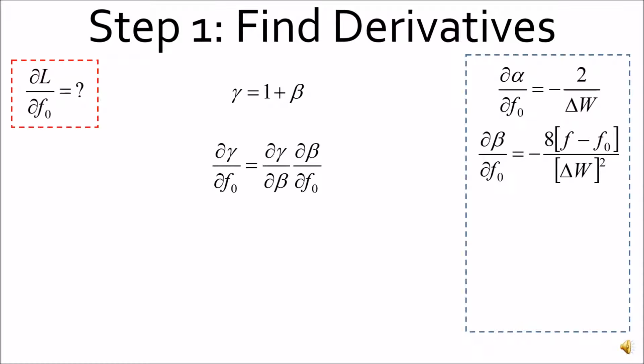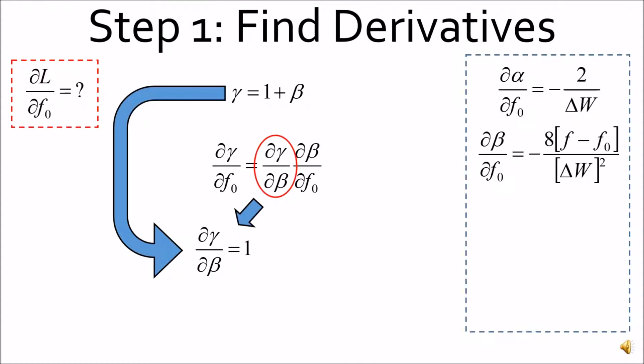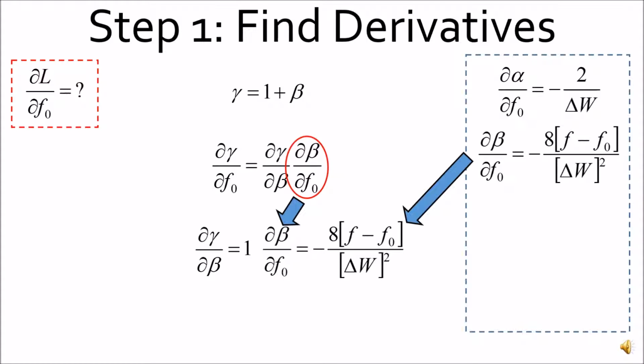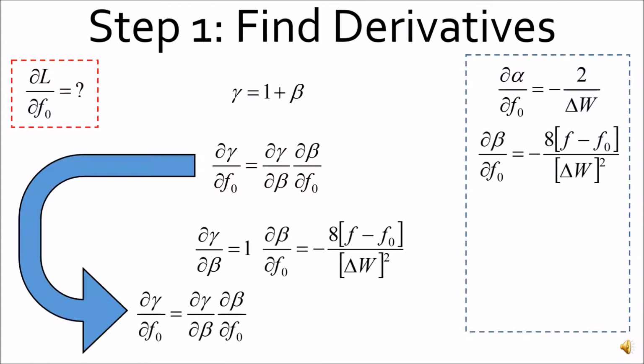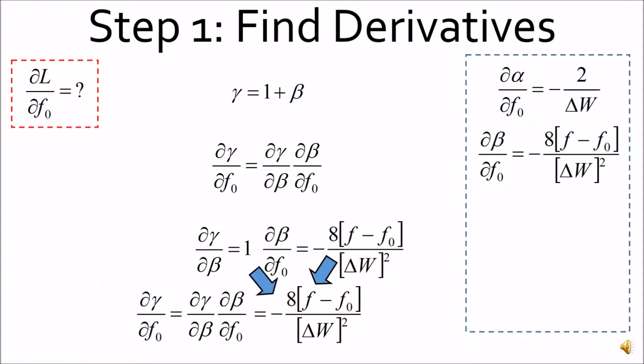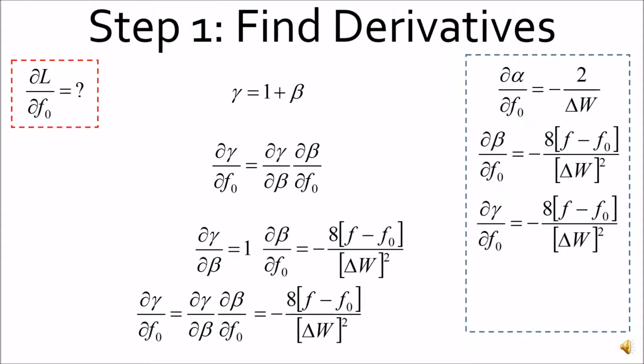Okay, so we need to once again apply the chain rule. The derivative of gamma with respect to f0 is equal to the derivative of gamma with respect to beta multiplied by the derivative of beta with respect to f0. This is very straightforward. Of course, the derivative of gamma with respect to beta is just 1, and we have the derivative of beta with respect to f0 from before. So we can just evaluate this, and we find it's the same as d beta over df0. So let's just put that back into the box.